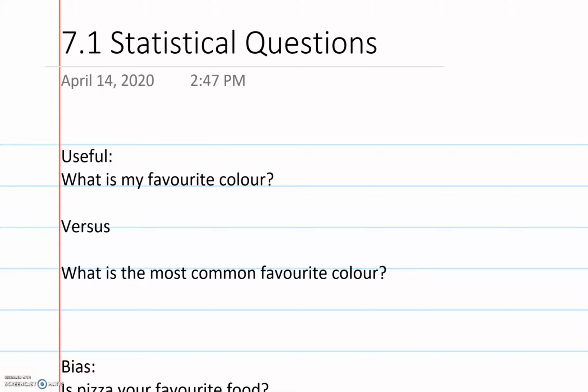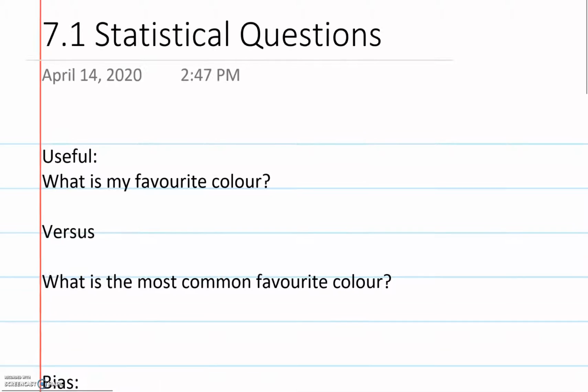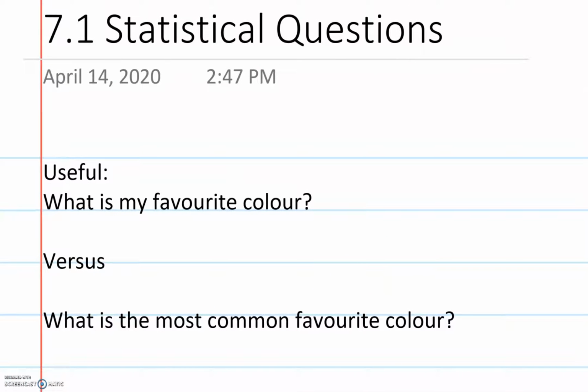So for example, I'm going to always start off with a non-example. That means a bad example. And then I'll give you a better example of what that could have been. So what is my favorite color? Well, that's not a statistical question. You can't make a graph about that. You can't make generalizations about that.